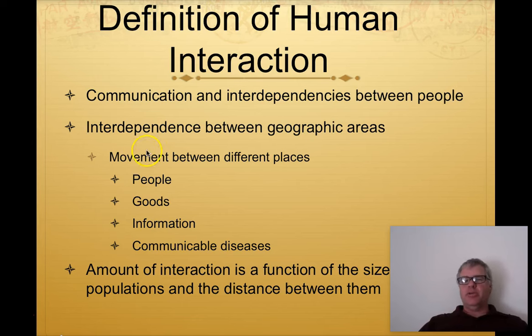So there's movement between different places of a lot of different things, right? People move, goods move, information moves, communicable diseases move, so it's not always necessarily a good thing. And the amount of interaction is a function of the size of populations and the distance between them. There's kind of a rule of thumb in geography that says everything is related to everything else, but close things are more related to each other than things that are far apart. That's mostly true. However, in the age of globalization, sometimes that gets stretched a little bit.